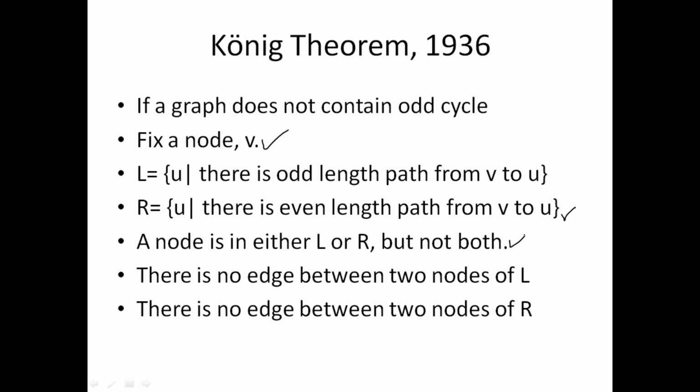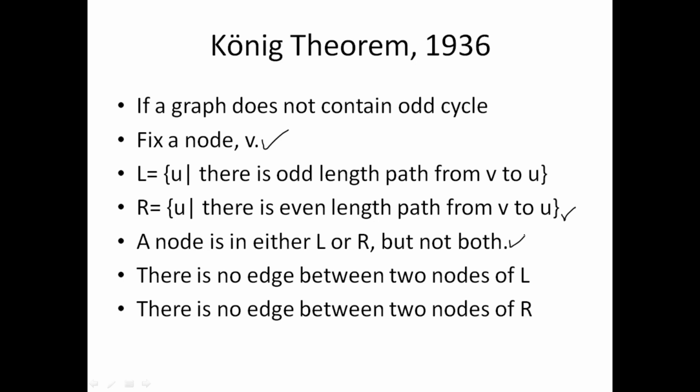If there is a vertex U such that from vertex V there is an odd length path to U, and there is also an even length path to U, then I start with V, reach U with the odd length path, and from U I come back to V with an even length path. So when I take an odd length path and come back with an even length path, what I created is an odd length cycle. So if the given graph does not have an odd length cycle, then every vertex should belong to either L or R.